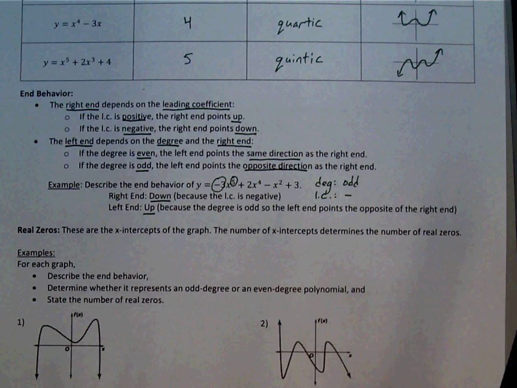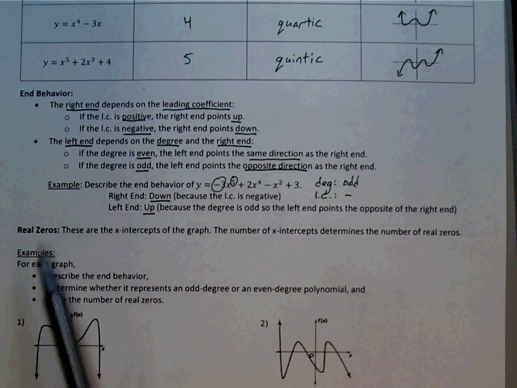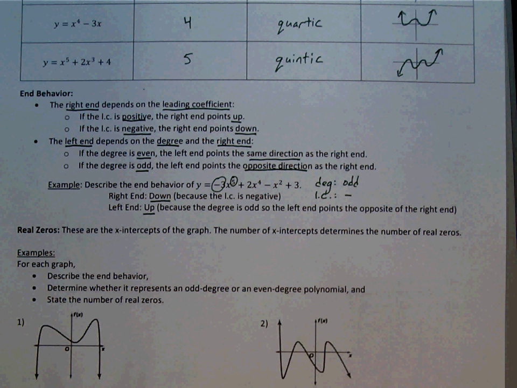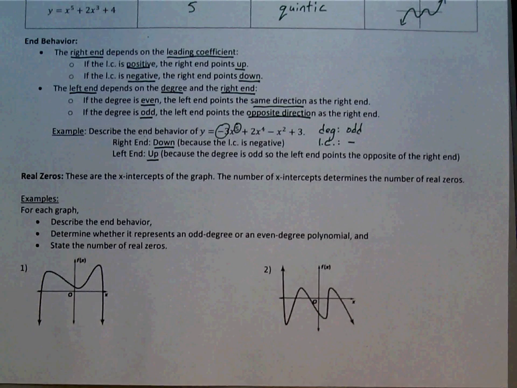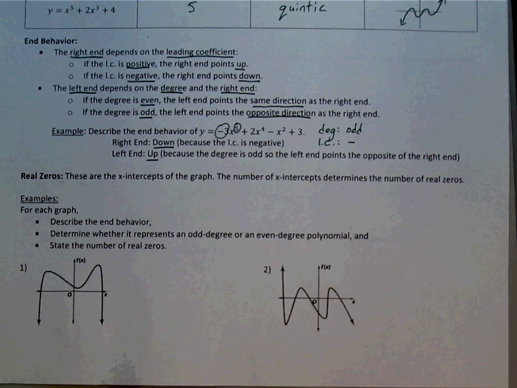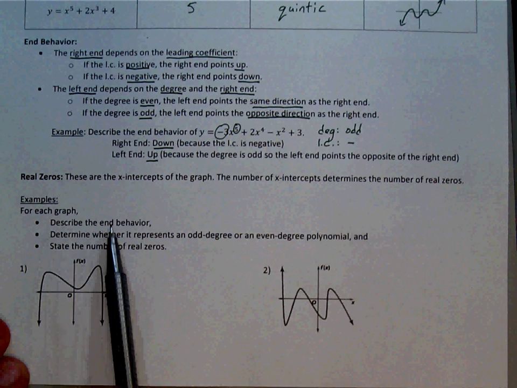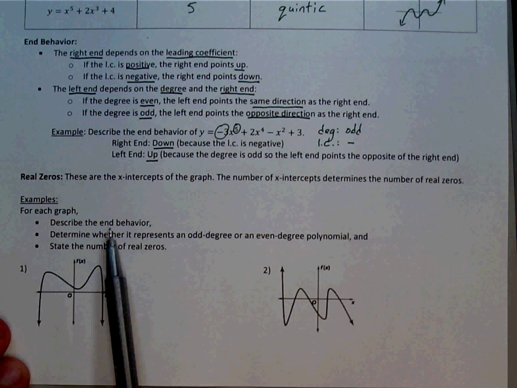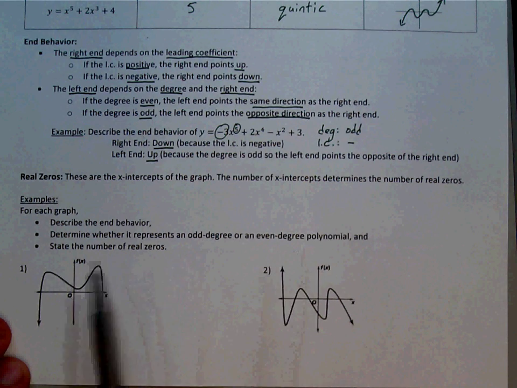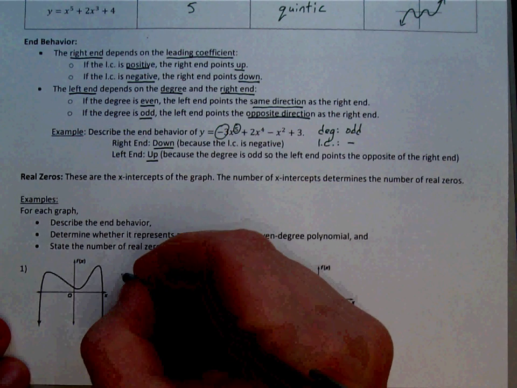Another concept I want to talk about here is a real zero. A real zero is just another name for an x-intercept. So if you're asked how many real zeros, you can just look at how many x-intercepts there are, and that's how many real zeros. So I want to do a couple of examples, and then the back page of this will be your assignment, where you do more of this on your own. So 3 things I want on each of these. Describe the end behavior, so the left and the right end. Determine if it's odd or even based on the picture, and state the number of real zeros.